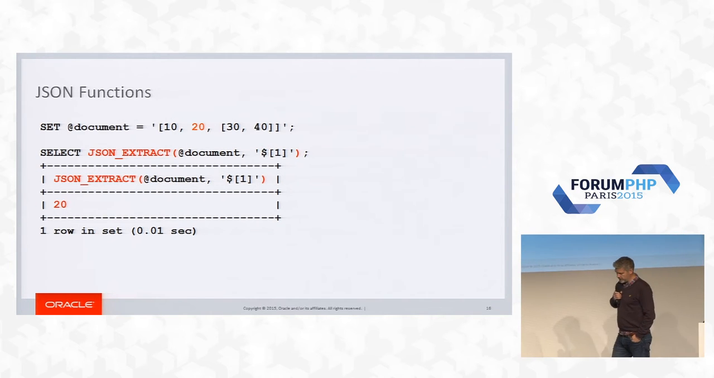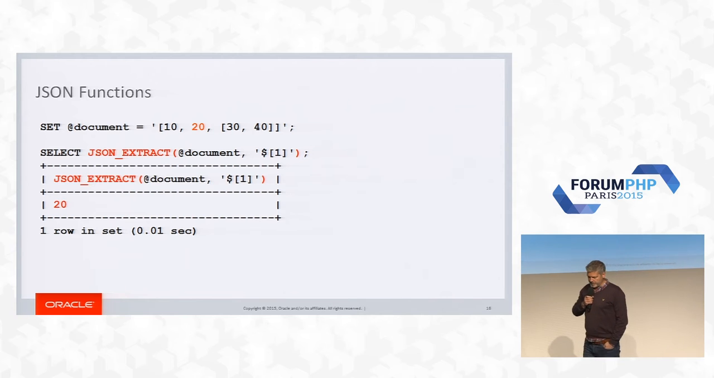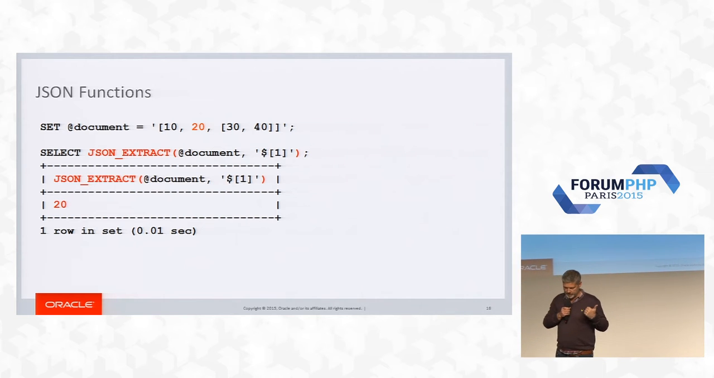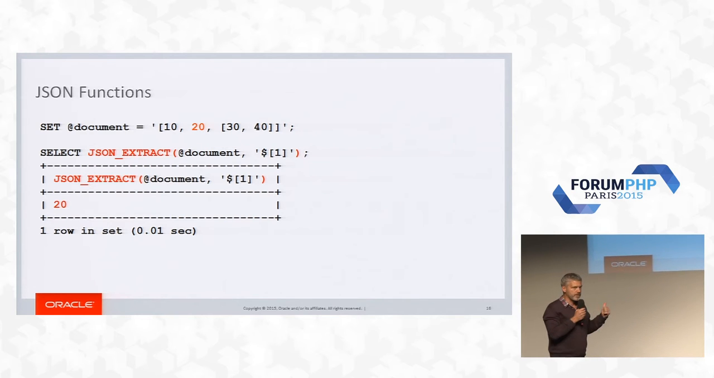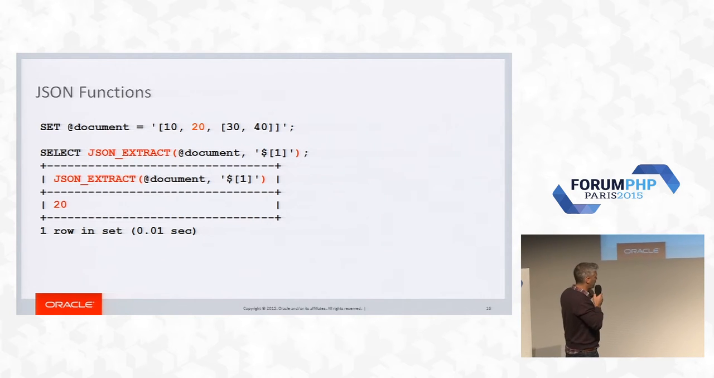So the other thing, except the data type, the second thing are the JSON functions that I listed on the previous slide. So I'll go through a few of them. There are many of them, and I won't list them all. But one of the core ones is, of course, JSON extract. And here's a very simple example.